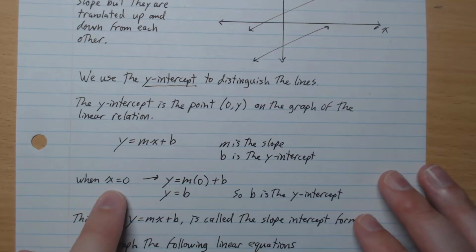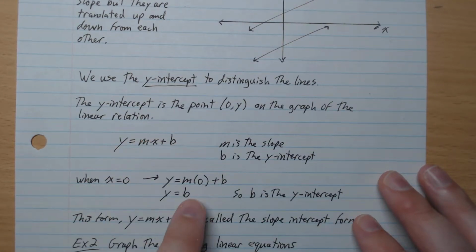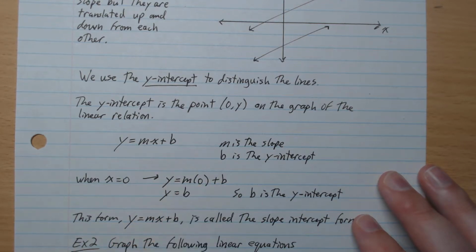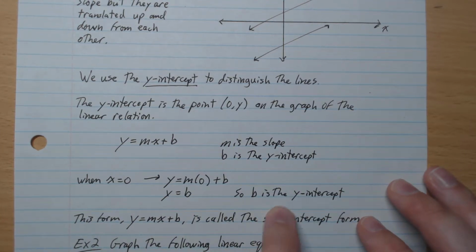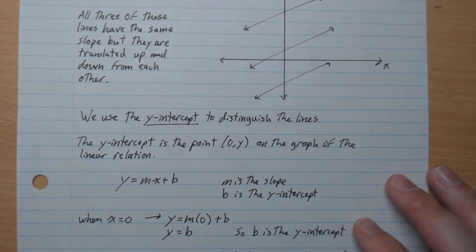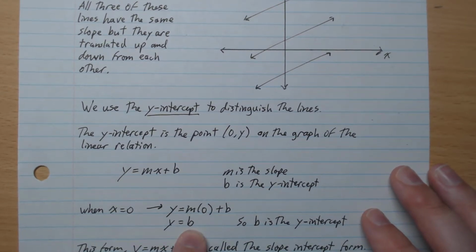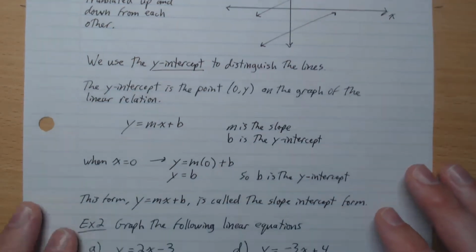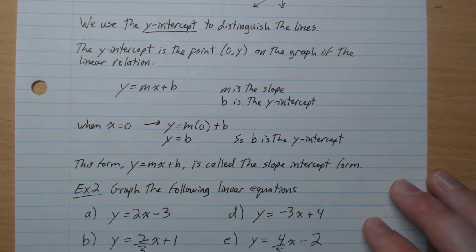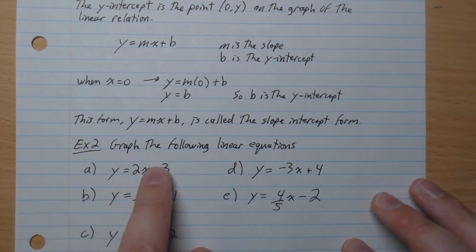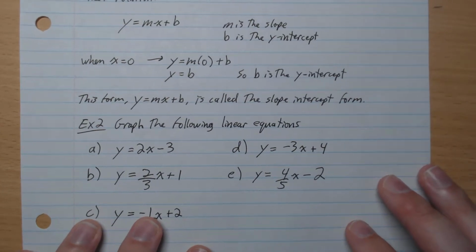So if we plug in x equals 0 into our equation, we get y equals m times 0 plus b. 0 times m is simply 0, and so y equals b. So when x is 0, y is b, and so b is our y-intercept. That's what it just showed. And so this form, y equals mx plus b, is called the slope-intercept form. Here are some linear equations, and we're going to graph them right now.